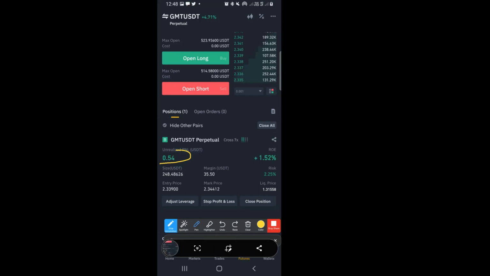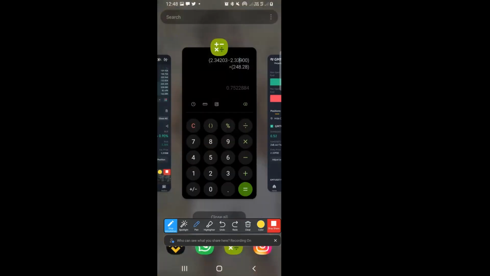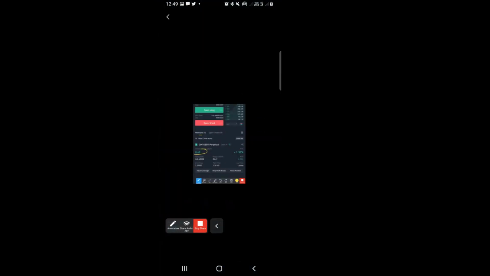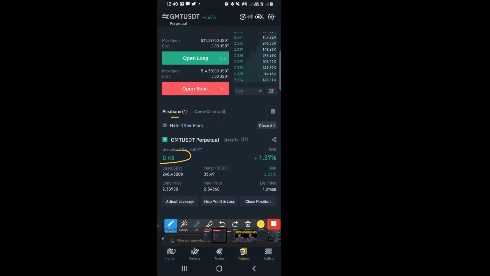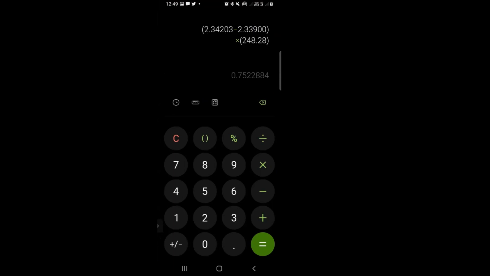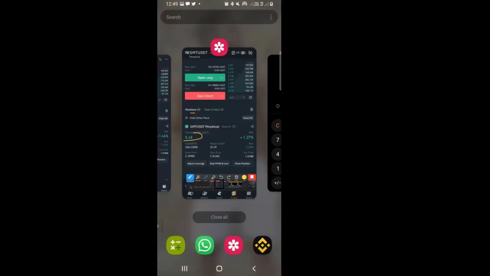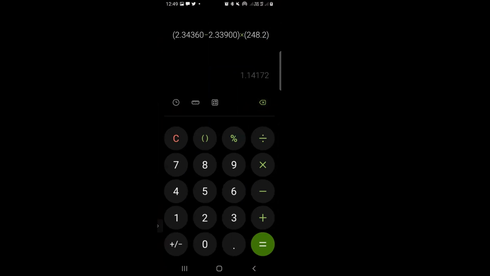Or let's use this one I just changed. It's very fast. Okay. Let's get back so that you guys can get a clear picture of what I'm trying to explain. If you look here now, this is 2.34360. Here's our calculator. 2.34360 minus 2.3390, and then our size of coin is 248. So if you look at this place, this is our profit, 1.14 something.